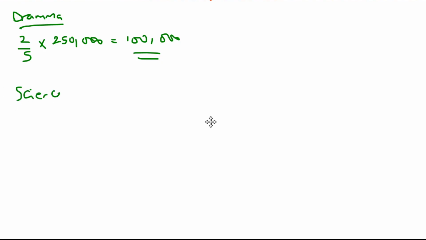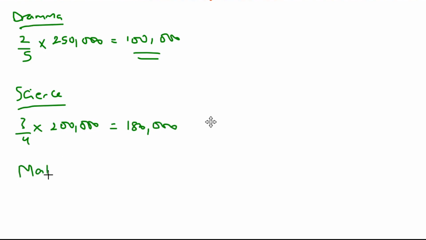The science patron contributes 3/4 of the contribution of the club, which is 200. And when we simplify, this will give us 180,000. Then math, which is a third, times the 150, and this gives us 50,000. So yes, these are the contributions of the club patrons as requested by our task A.